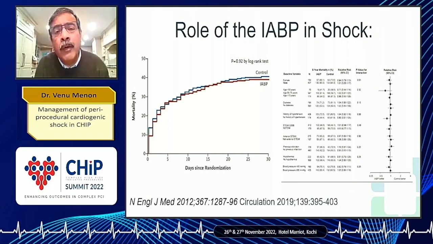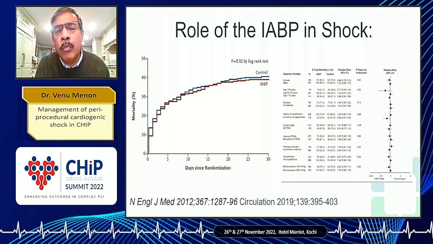Now, there are a number of issues with the IABP shock trial that I think need to be considered. It's a pretty unique population. 30 to 40% of the people in the IABP2 shock trial were non-ST elevation acute coronary syndrome, which is just not consistent with clinical practice. A large proportion, more than 50%, had an out-of-hospital cardiac arrest. And so these are very, very different and unique patients.